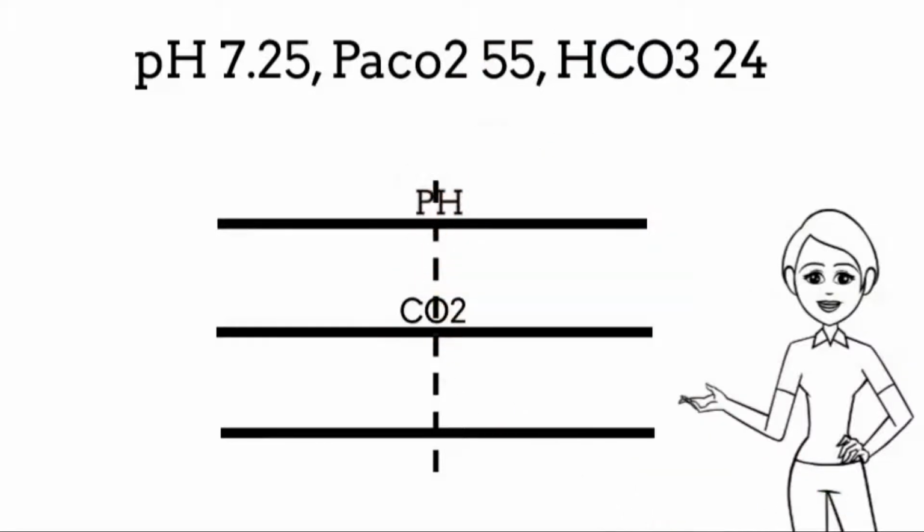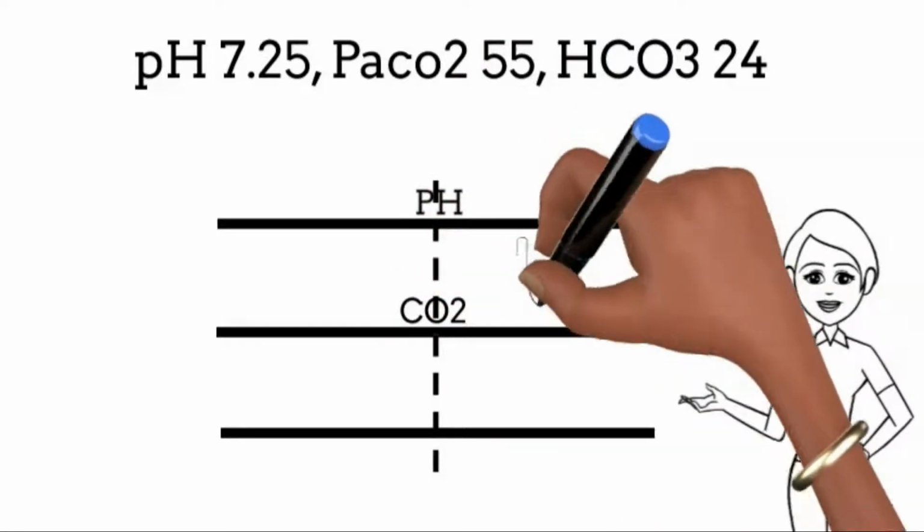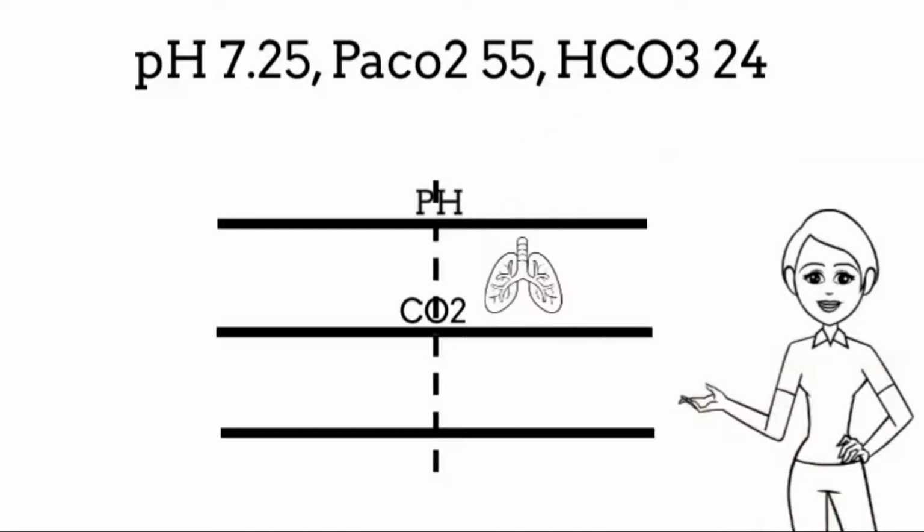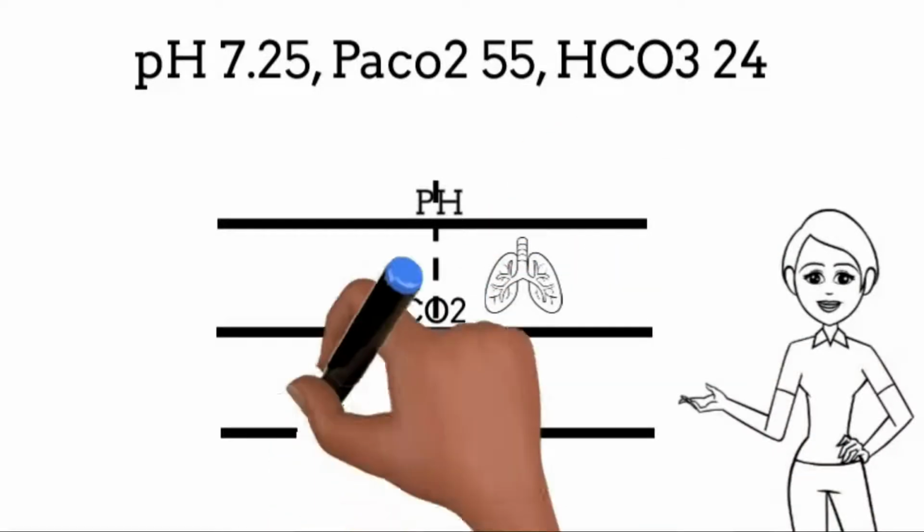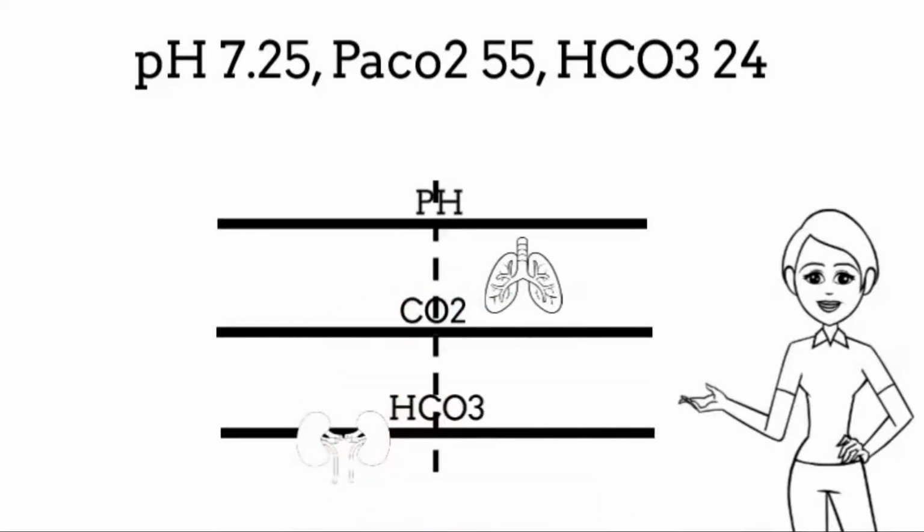Label your values: pH, CO2. Remember, CO2 is the respiratory system. HCO3. HCO3 is the metabolic system. Label your acid and your base.